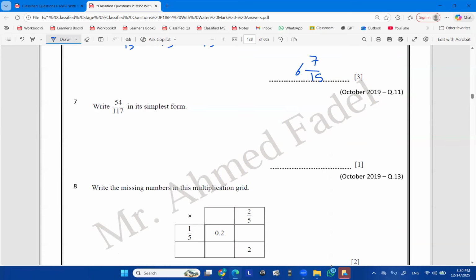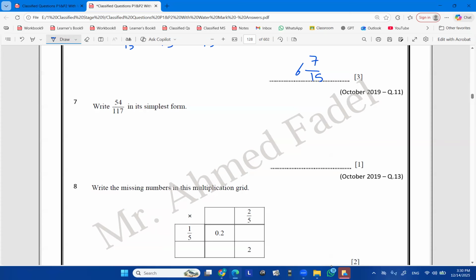54 over 117 in its simplest form. How can I find this? You took in year 6 something that is called the divisibility rules. Okay, you should know any even number is divisible by 2. Yeah, and I can divide 54 by 2. Yes. Can you divide 117 by 2? No, I cannot divide 117 by 2.